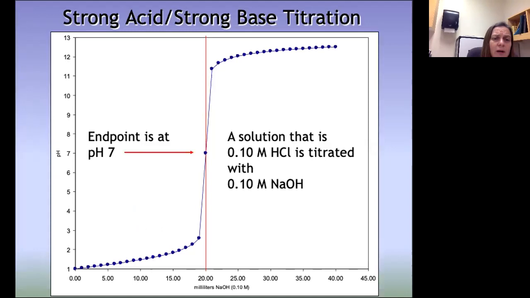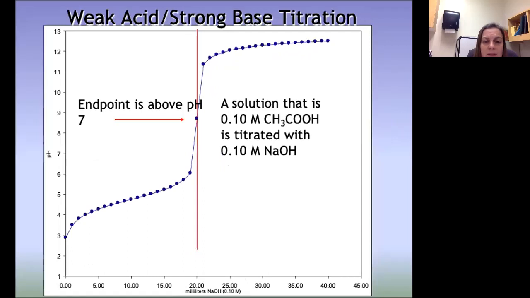Okay, so if we look at graphs of strong acid, strong base titrations, we know that the endpoint and the equivalence point are both going to be at a pH of 7. And so what we see here is a solution of 0.1 molar hydrochloric acid being titrated with 0.1 molar sodium hydroxide. And we can see that it took 20 milliliters to reach the endpoint. And so we would be able to calculate the concentration of the hydrochloric acid if we didn't know it. This one, we've already been told that it's 0.1 molar.